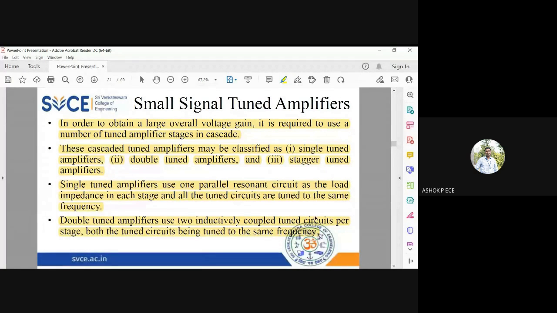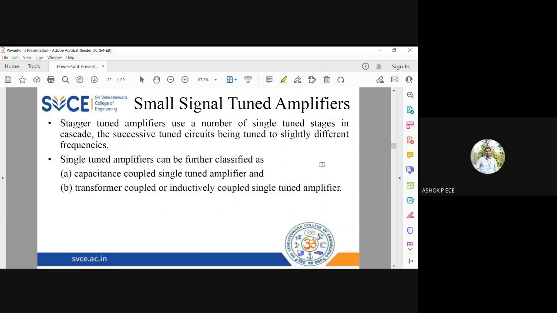If you have more double tuned amplifiers in cascade, all the LC parallel tuned circuits you have in the double tuned amplifiers should be tuned to the same frequency F naught. So this is the condition you have to remember for single tuned and double tuned. For stagger tuned, this equal F naught condition will be slightly deviating. We will study the stagger tuned amplifier in more detail after completing single tuned and double tuned.